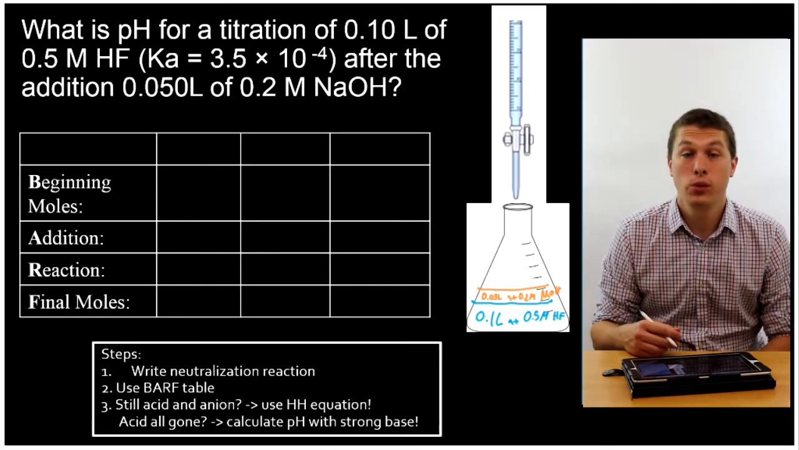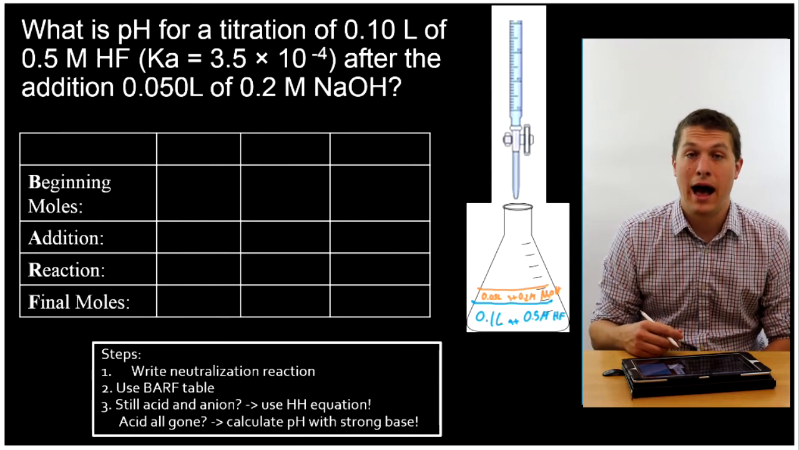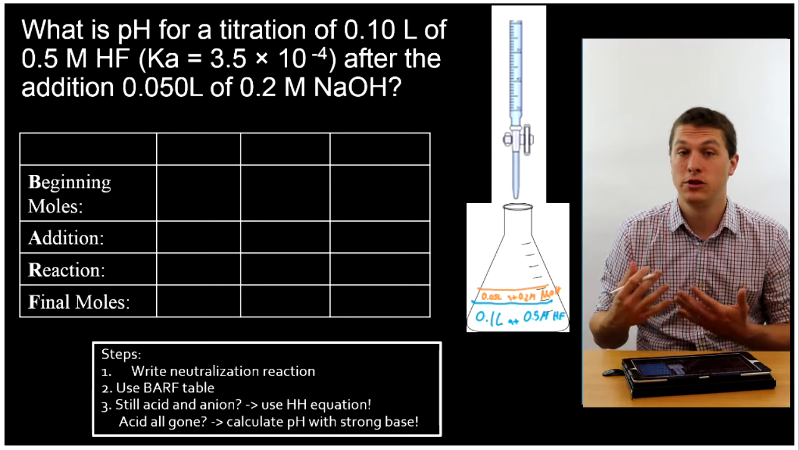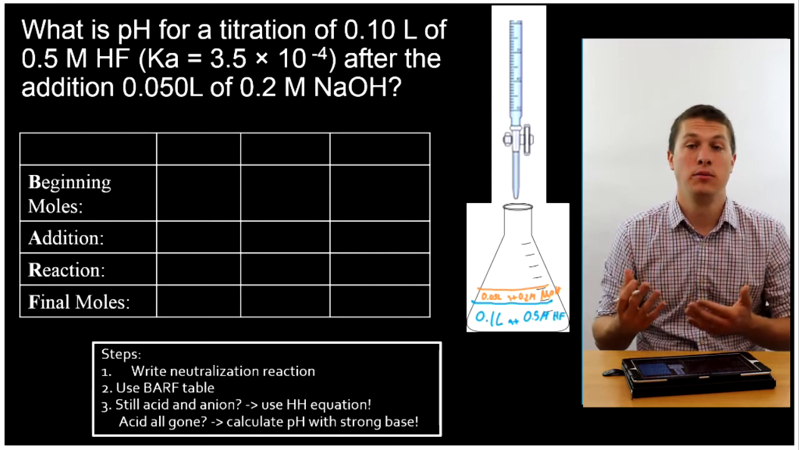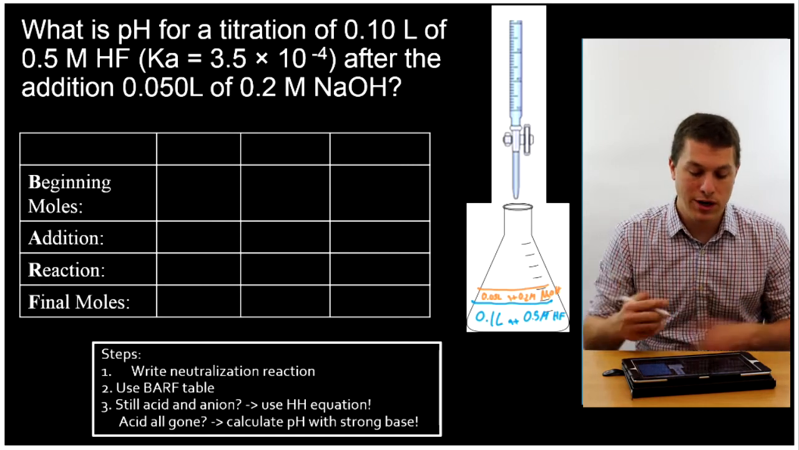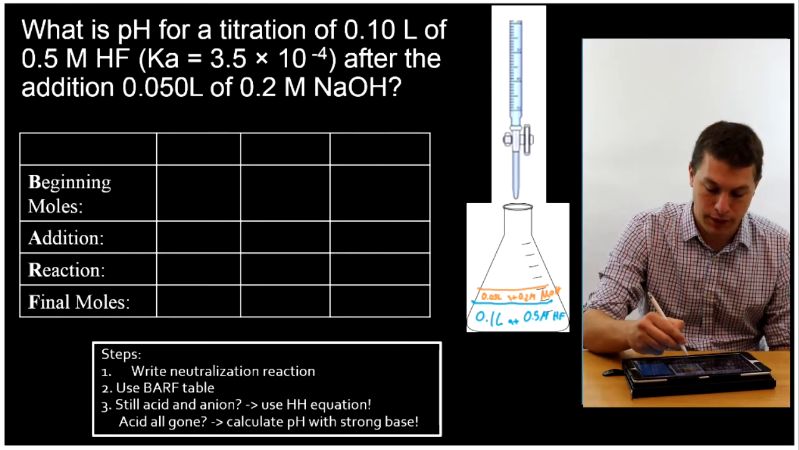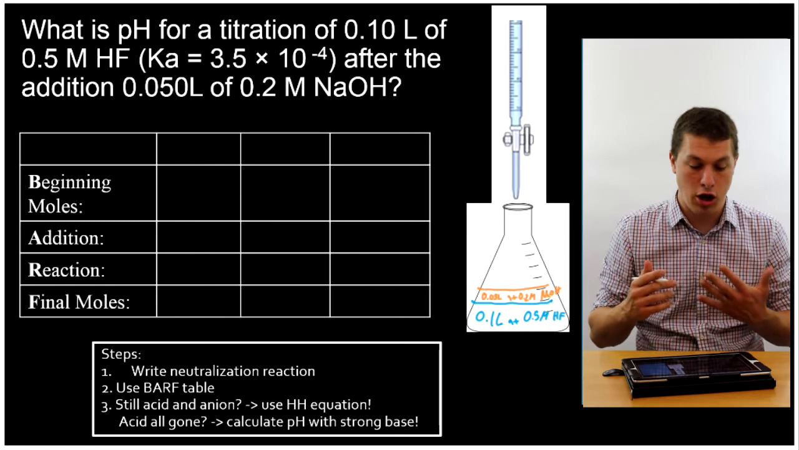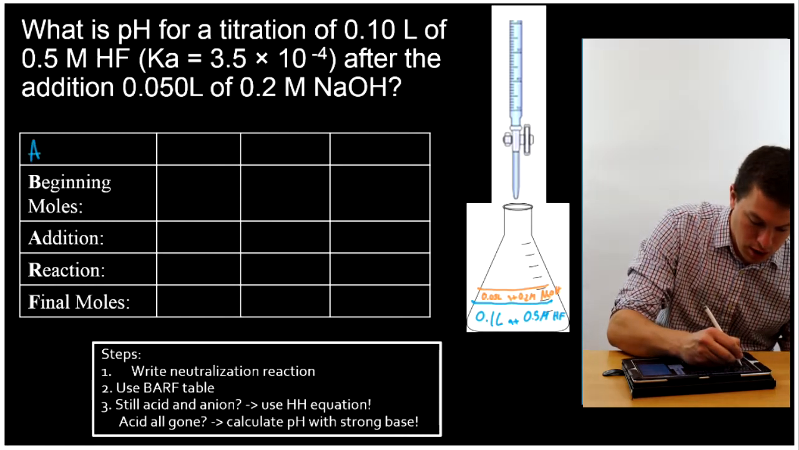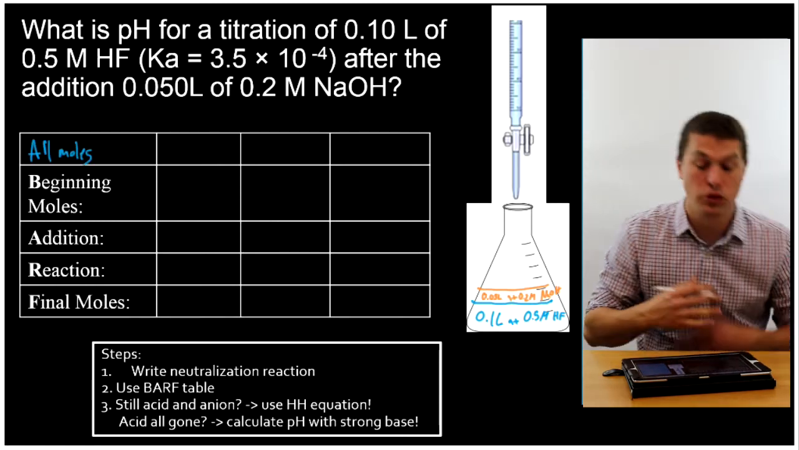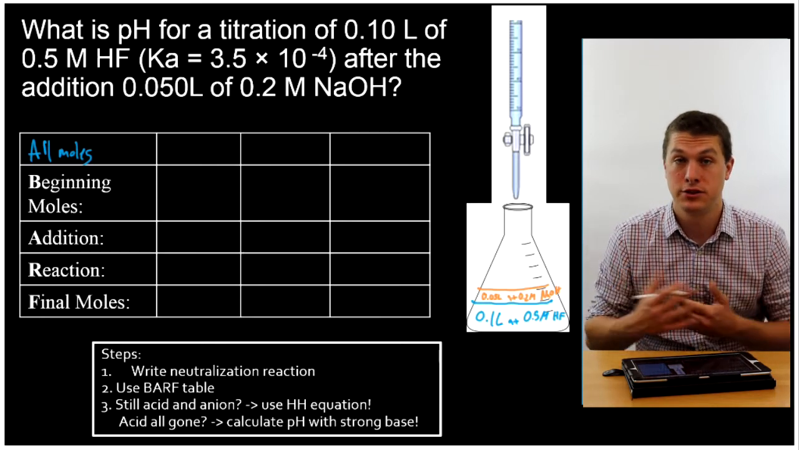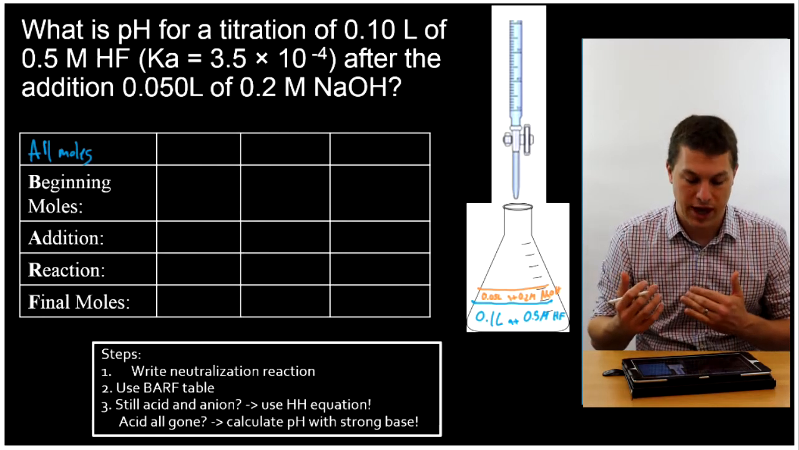What we need to do if we want to find the pH is figure out how many moles of my acid are left. Or if I've added so much base that my acid's all gone, how many moles of my base I have. And the way we're going to do that is with this BARF table. My BARF table is all in moles. We're going to think about how many moles we started with of each thing, how many moles we changed when we added some of our sodium hydroxide, and our final moles that we have.